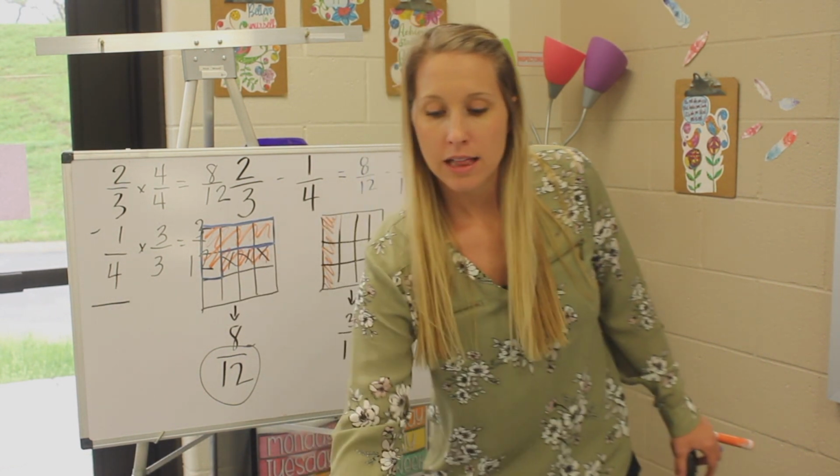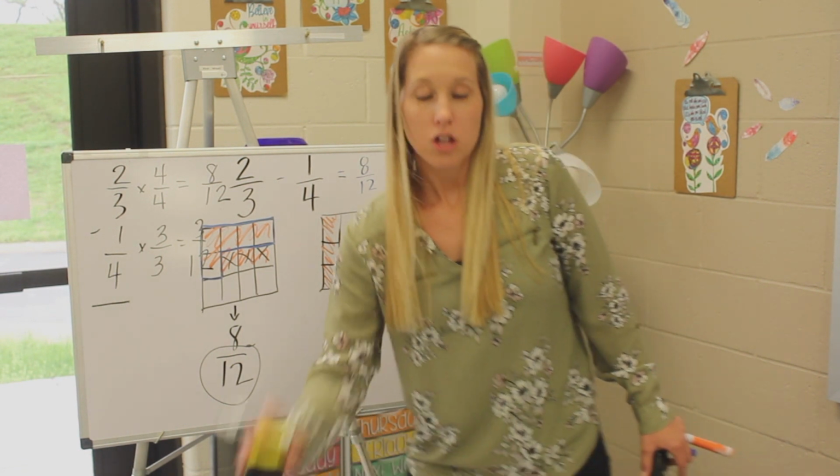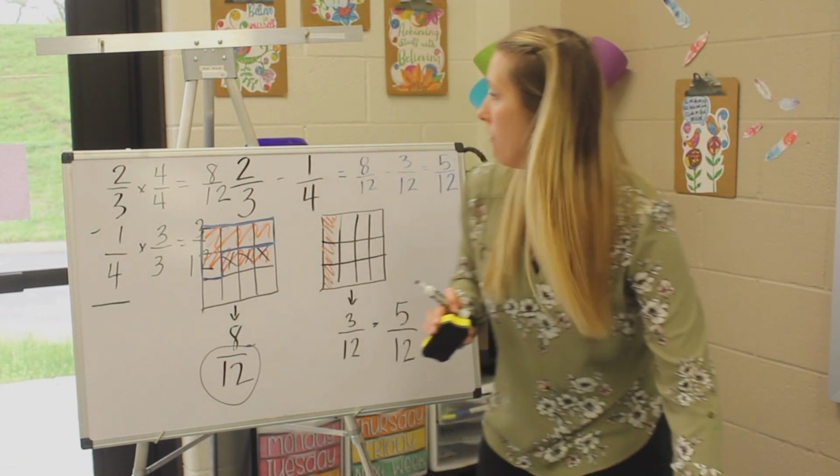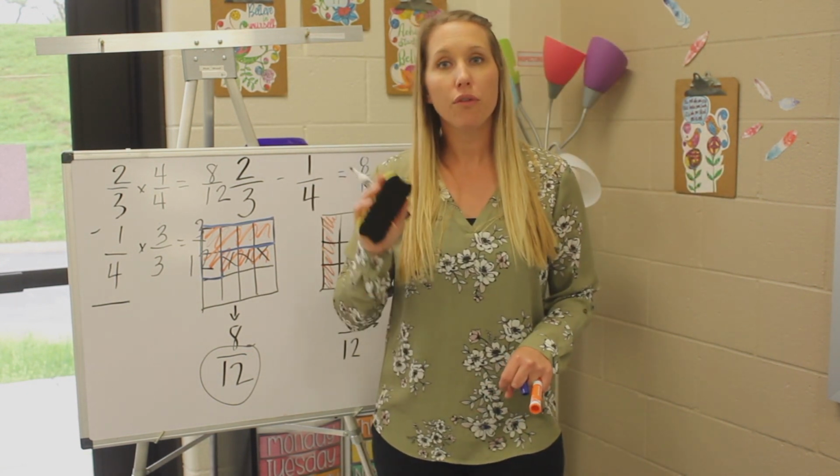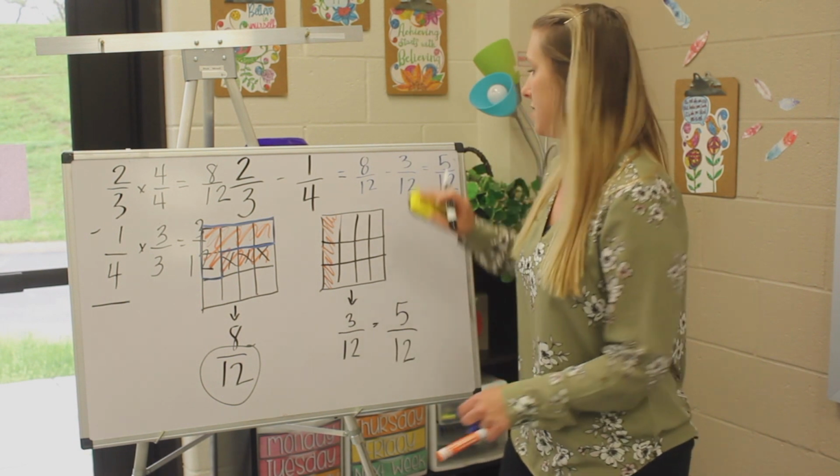This time, let's do 2/3 minus 1/4. Very similar. Oh, no, that's the one we already did. Let's do 4/5 minus 7/10.